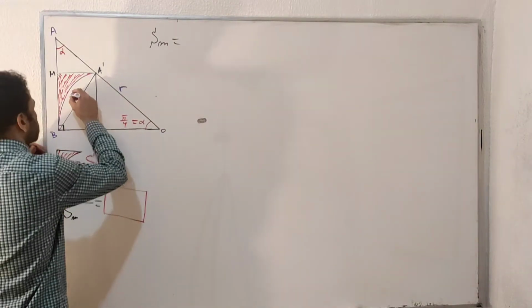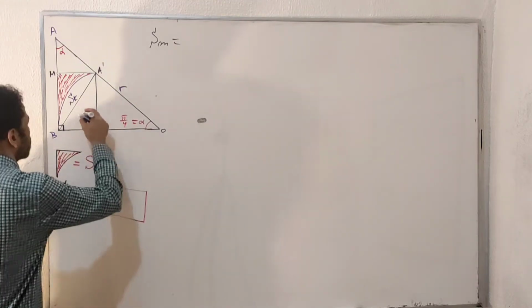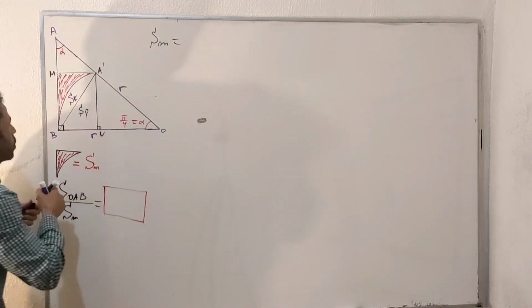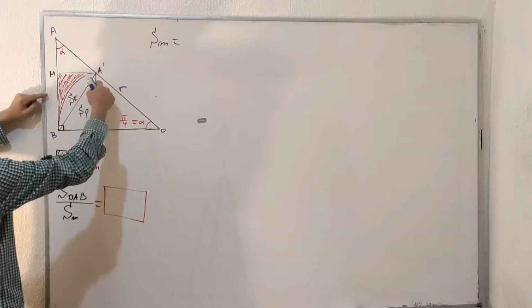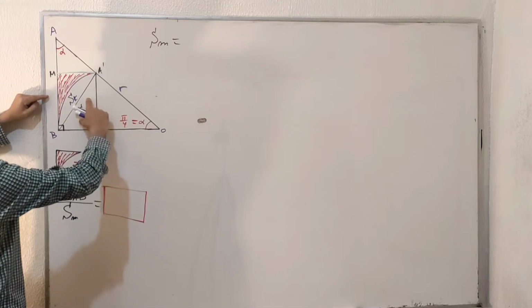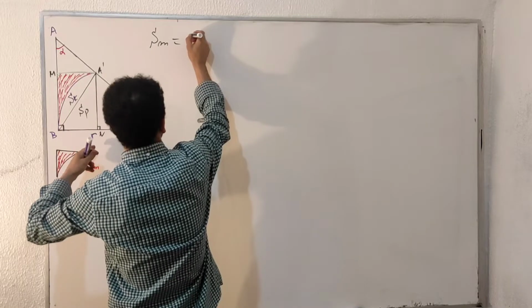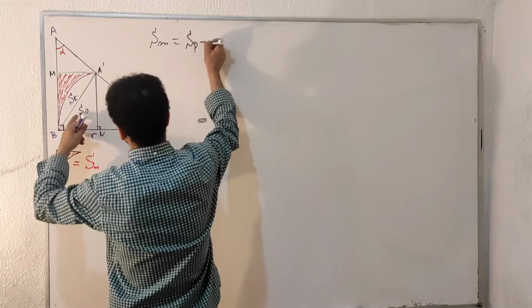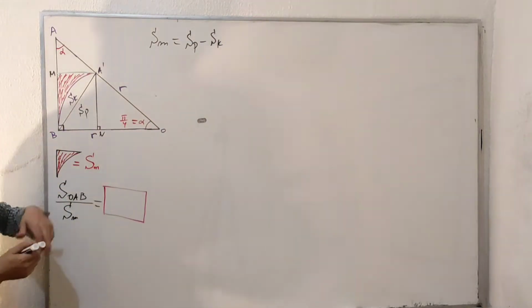Let's call this area K, and the area of triangle A prime B, SP. Since we have a rectangle here, this area equals this area. So SM equals SP minus SK. Okay, so I'm going to evaluate SK.